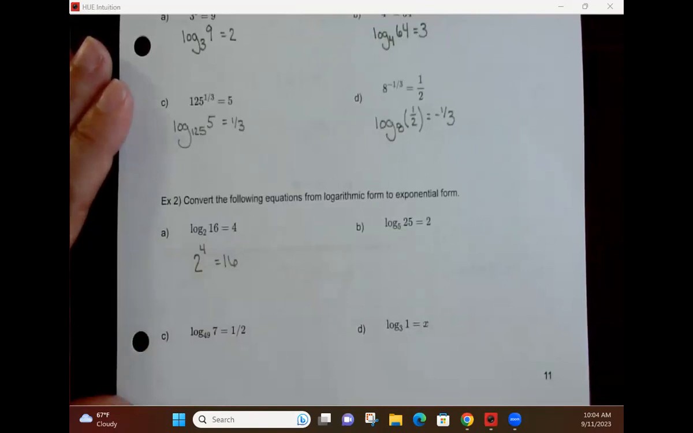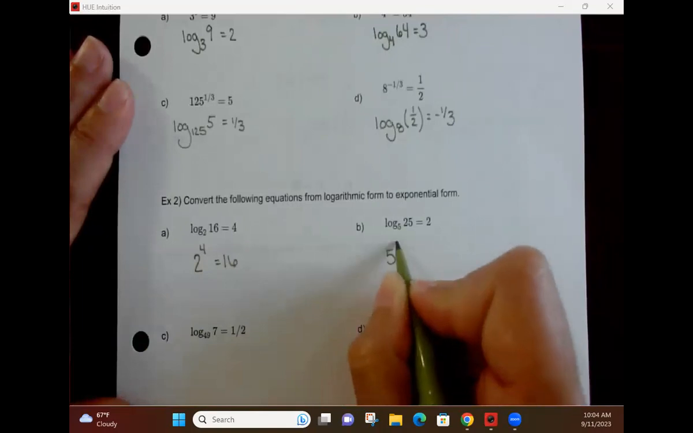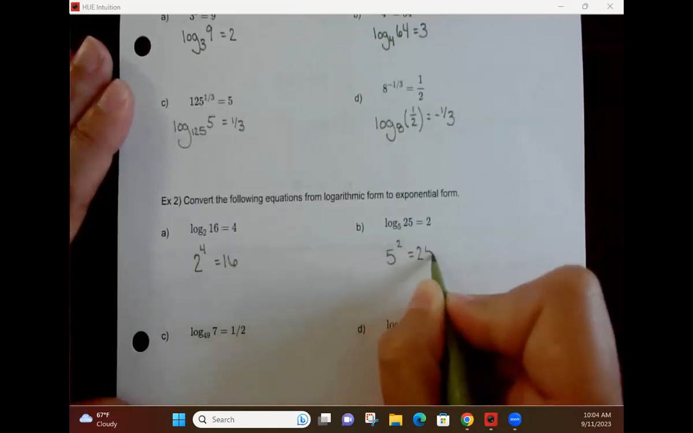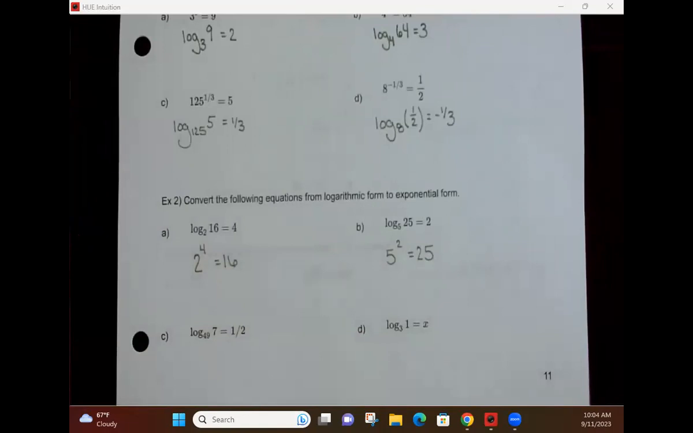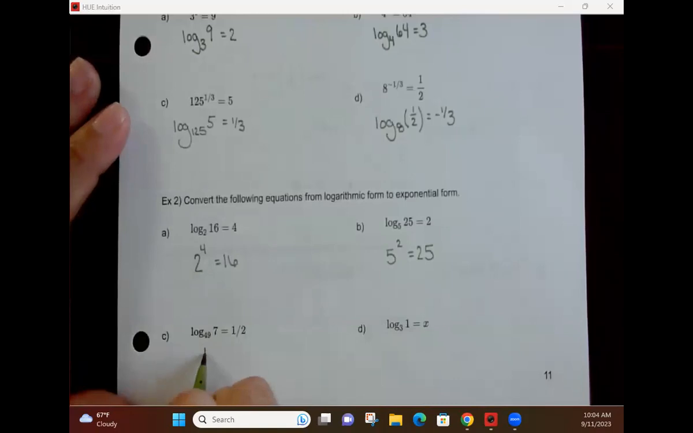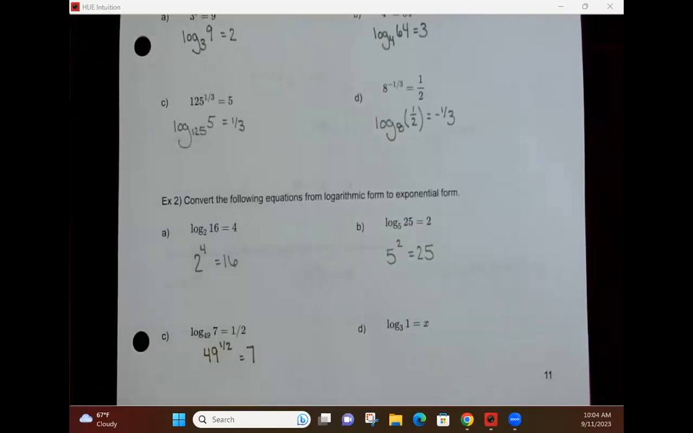For b, if I were to rewrite this, this would be 5 to the second power equals 25. I want you to notice as I'm pulling these out of log form and rewriting them into exponential form, they make sense, right? 2 to the fourth power, that is 16. 5 squared is 25. These should make sense. For C, 49 to the 1/2 power equals 7. This would be the square root of 49. Is that equal to 7? Yeah, these should make sense.